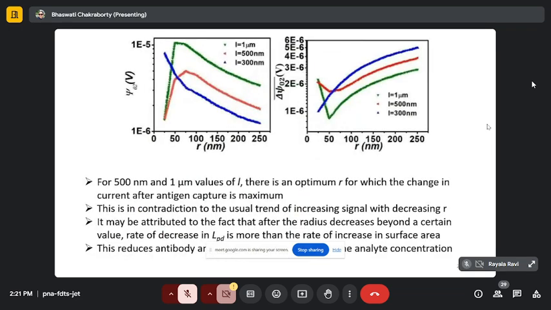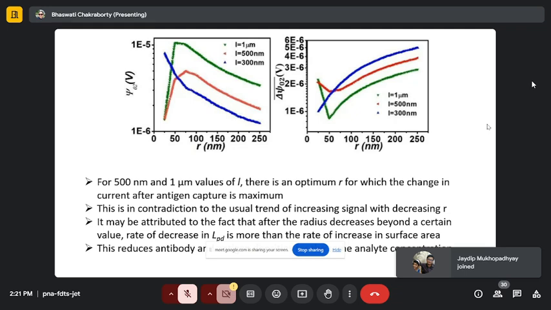So we tried to find out how the signal and noise varied in terms of analytical calculation, which we performed using MATLAB simulation. And here we have considered a nanorod length range from 300 nanometer to 1 micron.